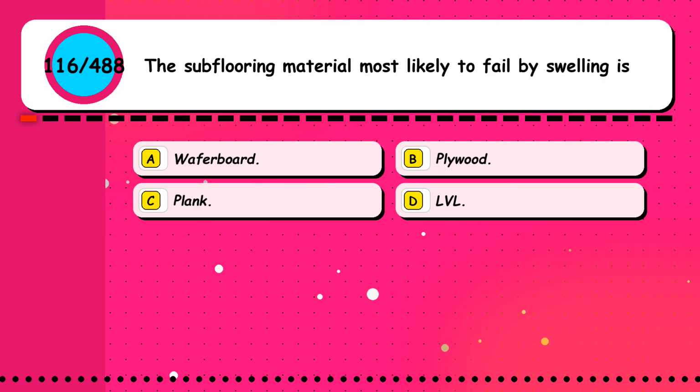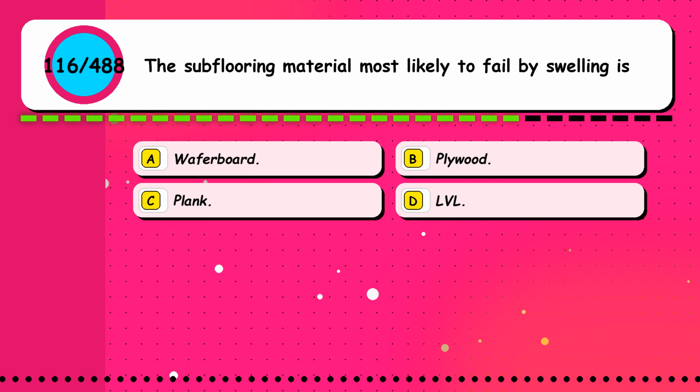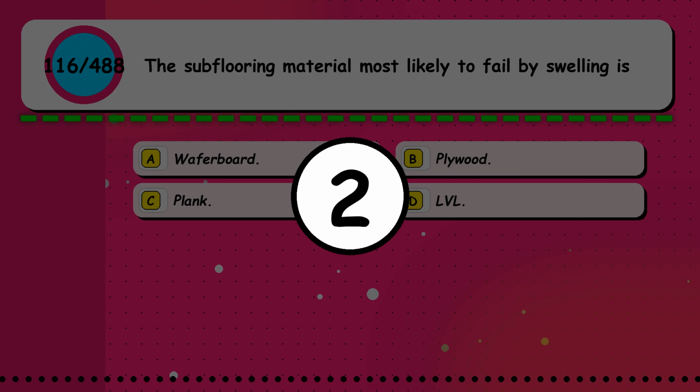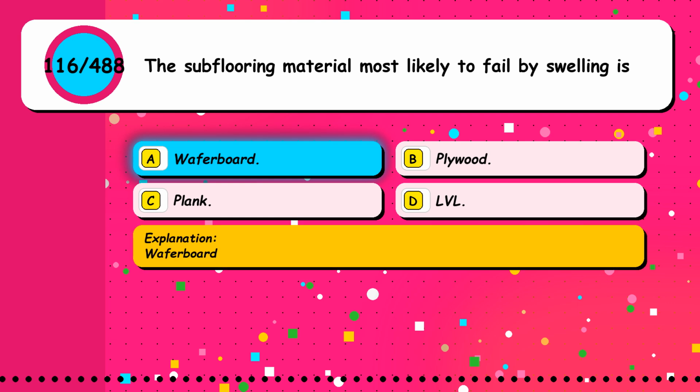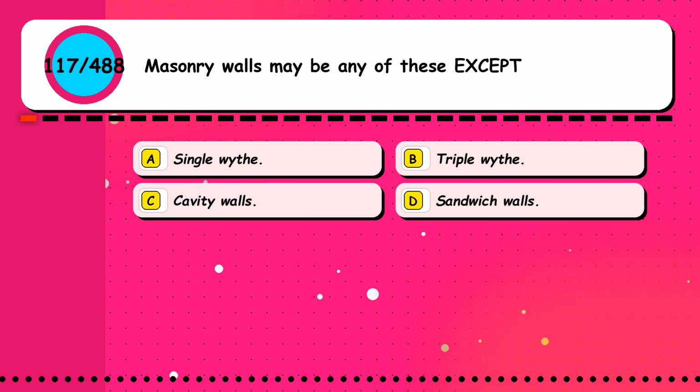Question 116. The subflooring material most likely to fail by swelling is: Option A. Wafer board. Option B. Plywood. Option C. Plank. Option D. LVL. The correct answer is option A. Wafer board.